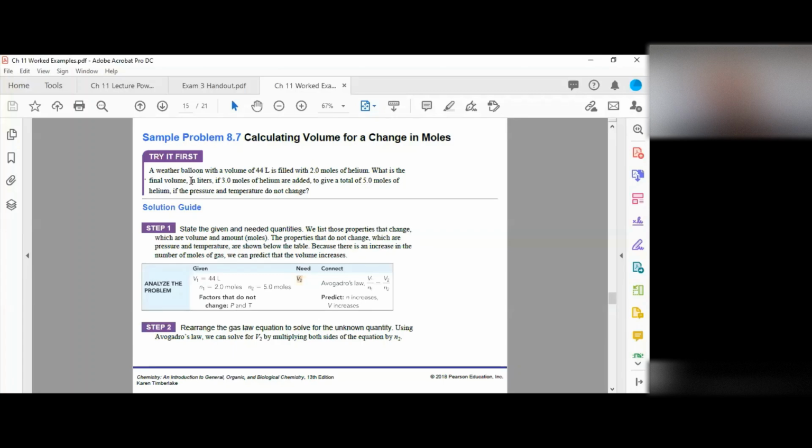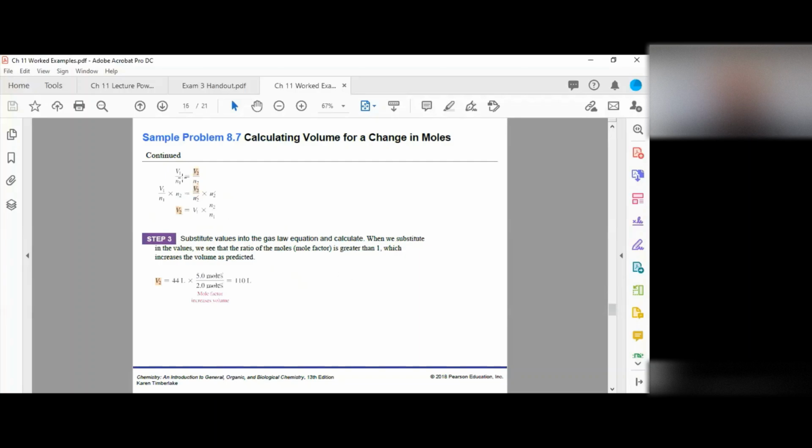So obviously he's asking for V2, if 3.0 moles of helium are added to give a total of 5 moles of helium, if the pressure and temperature do not change. So my final amount is 5 moles. So that's the N2. Applying what I see here in terms of data, once I label them, I have V1, N1, and N2. I am missing V2. So how do I solve for V2? Cross multiplication. So V2 equals V1 times N2 divided by N1.